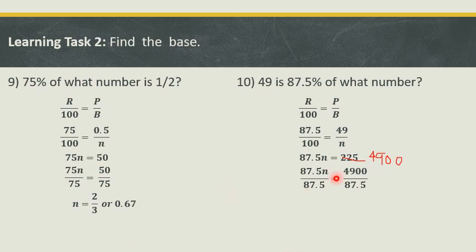Then, 87.5n. So, ito po ang ating i-divide sa kanya, 87.5, kasi yung katabi ng n. So, magiging answer natin is 4,900 divided by 87.5 is 56. So, 87.5% of 56 is 49.